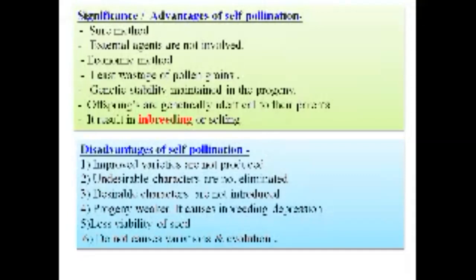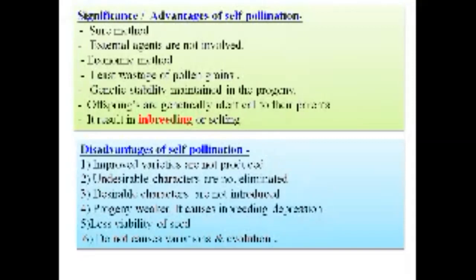Genetic stability is maintained in the progeny. One very important advantage of self-pollination is that it maintains genetic stability from the parents. It maintains homozygosity. It results in inbreeding or selfing. Self-pollination results in inbreeding. Then, what are the disadvantages?